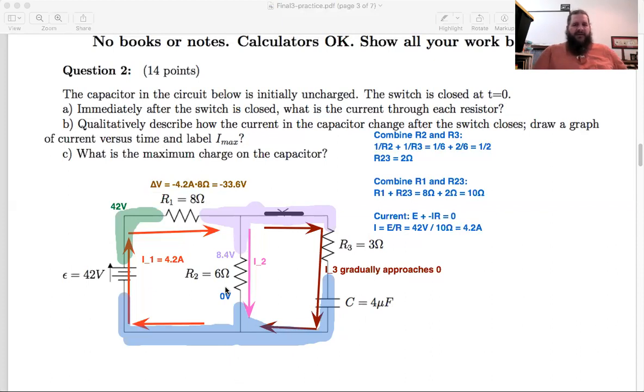And then if you wanted to find the final charge on the capacitor, assuming the capacitor is full, this branch with R3 and the capacitor is in parallel with R2. So if you can figure out the final voltage on R2, that's the same as the final voltage on the capacitor. And then you could use the usual equation, delta V capacitor equals Q over C. You know the capacitance. The voltage is going to be the same as the final voltage on R2, and then you can solve for charge.